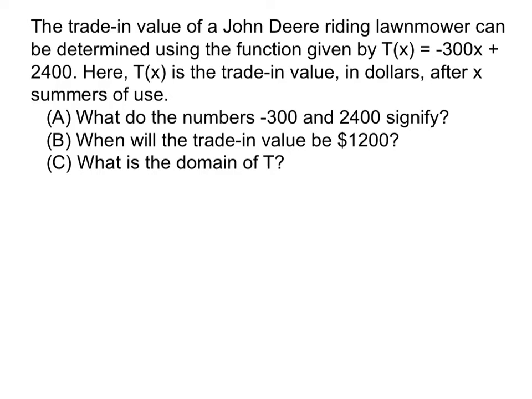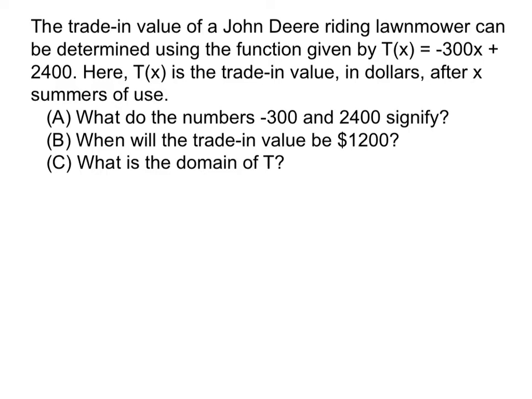In this example, we're going to look at a linear function model. The trade-in value of a John Deere riding lawnmower can be determined using the function given by t of x equals negative 300x plus 2400. Here, t of x is the trade-in value in dollars after x summers of use.